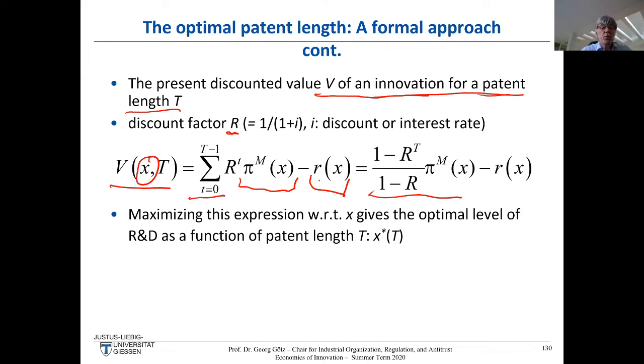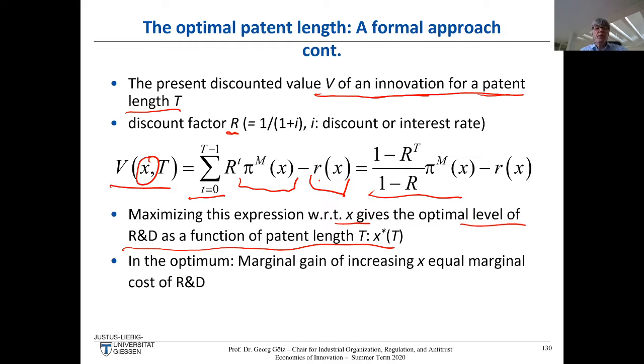So what we do, we maximize this expression with respect to X, and this gives us the optimal level of R&D as a function of patent length. Okay, so what we get here, we just take the first order condition. You would just get here some prime, okay, R prime and pi m prime, and of course you get some v prime here as well. In the optimum, later on I will show you an example with a linear demand where we calculate that in detail, but the general rule should be rather clear.